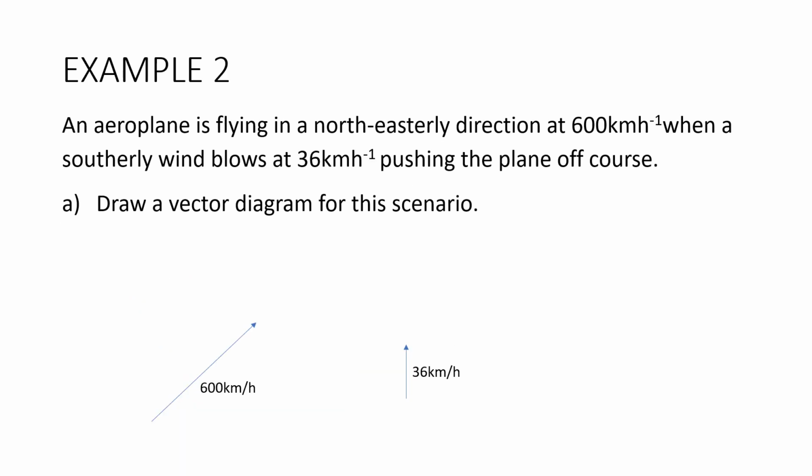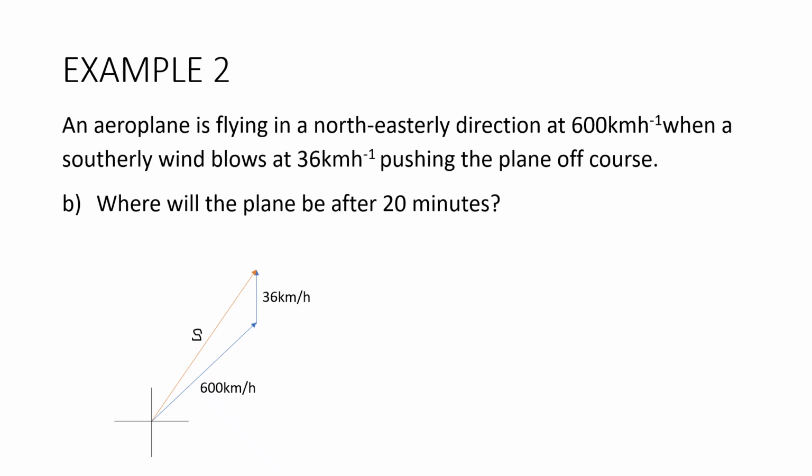Now let's try another example. An aeroplane is flying in a northeasterly direction at 600 kilometers an hour when a southerly wind blows at 36 kilometers an hour, pushing the plane off course. Part A, draw a vector diagram for this scenario. So you can see we have this vector here, it's a plane, and then here is the wind. And we just need to add those two together, and the resulting vector is the path of the plane.